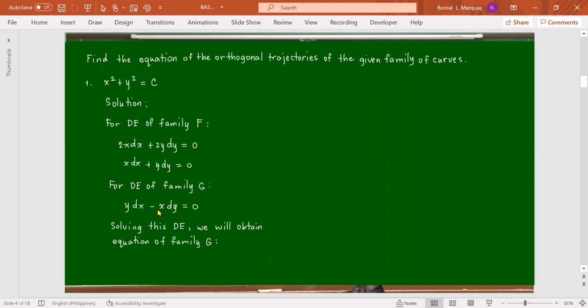To solve this differential equation, this is identified as a differential equation with variables that can be separated. So by separation of variables, we have dx over x minus dy over y. What I did was divide each side of this equation by xy. So we now have dx over x minus dy over y equal to 0.